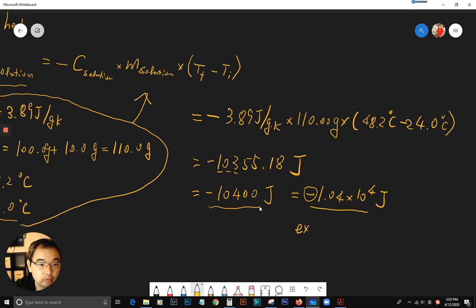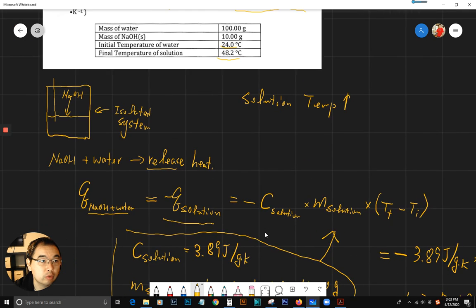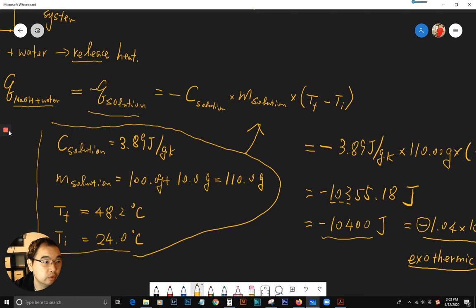It is an exothermic reaction because it generated the heat. Okay, so this is the problem solving for this question. Okay, I'm glad you looked at this.